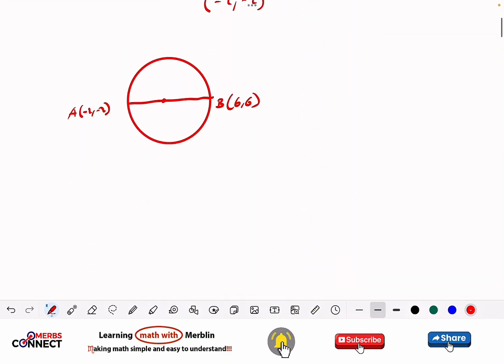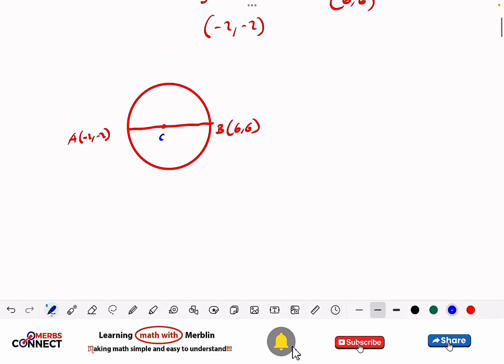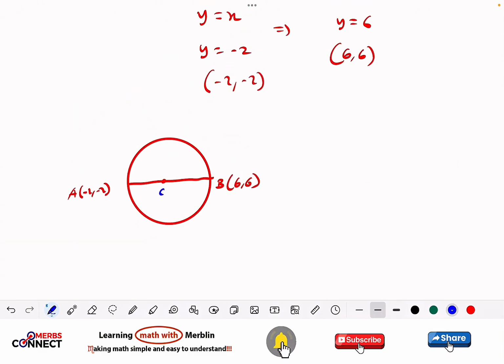For the diameter, we can have two ways of solving this. You can decide to find the midpoint. When you get the midpoint, that will be your center. You use the center and any of the points here to find your radius, then use the center and the radius to form the equation of the circle. But I'm going to use this one, which forms another point on the circumference, where this one is going to be 90 degrees. So it forms x and y.